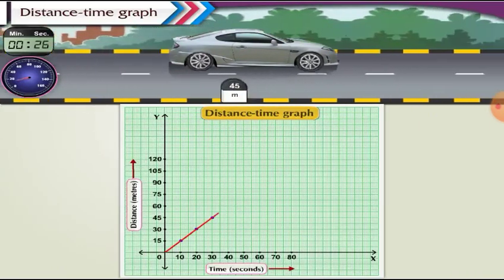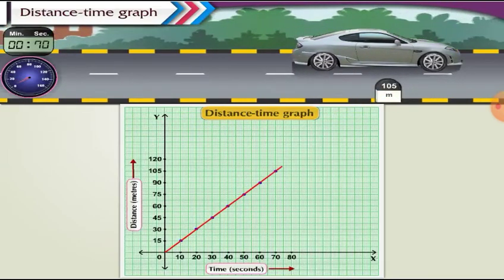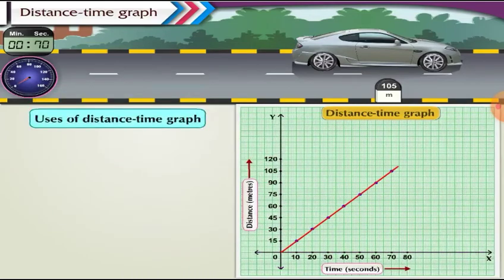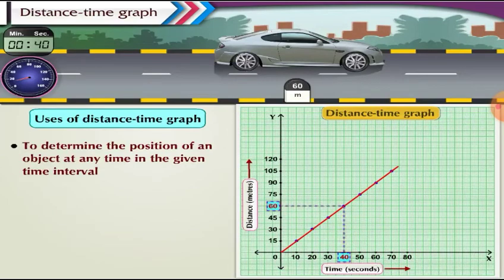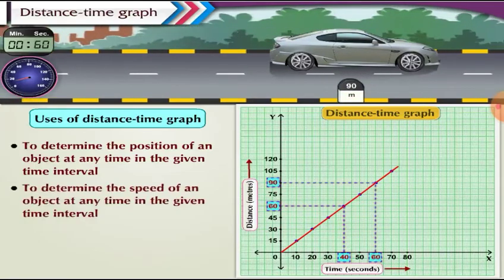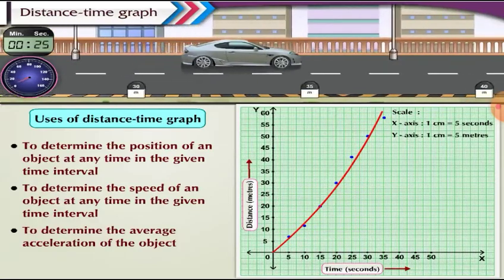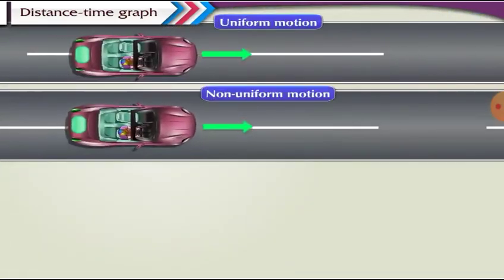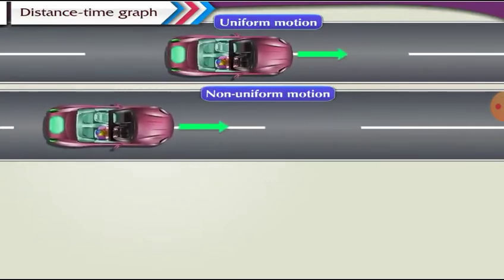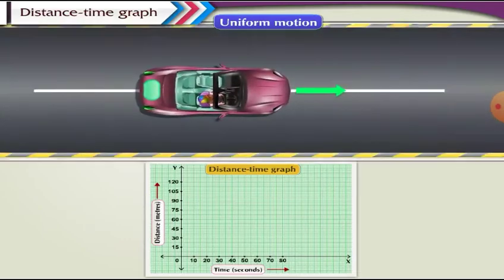In this graph, time is taken along the x-axis and the distance is taken along the y-axis. This graph is used to determine the position of an object at any time in the given time interval, to determine the speed of an object at any time in the given time interval, and to determine the average acceleration of the object. Uniform and non-uniform motion of an object in a straight line can be studied on the basis of this graph. Come, let us study the distance-time graph in order to understand uniform motion along the straight line.